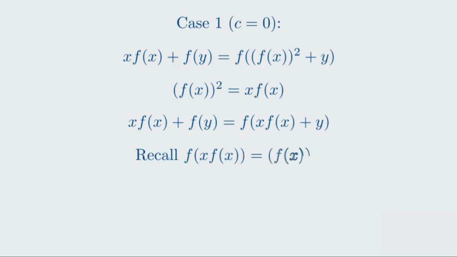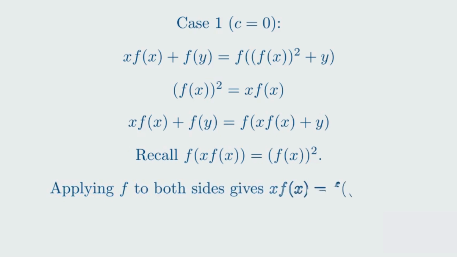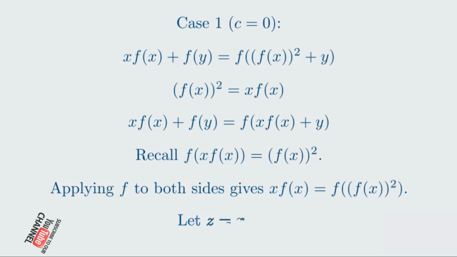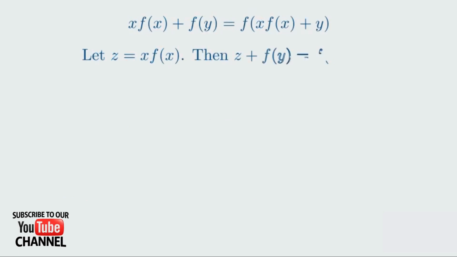This property must hold for all x and y. Let's check this again with a different manipulation. We know f(x)·f(x) = f(x²). Applying f to both sides gives x·f(x) = f(x²). Now let's go back to our identity x·f(x) + f(y) = f(x·f(x) + y). Let z = x·f(x). If we let z = x·f(x), and we use our previous finding that this is equal to f(x²), we get f(f(x²) + y) = x·f(x) + f(y).